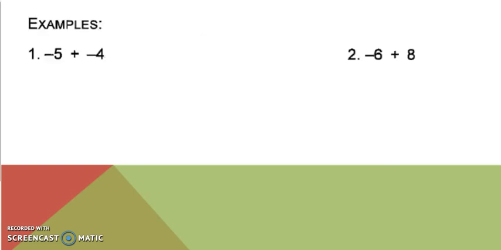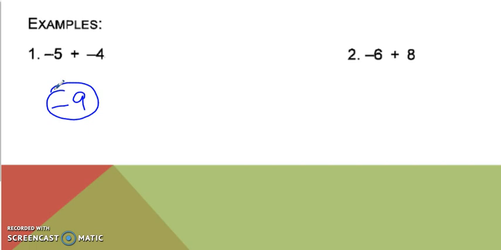Let's look at our first two examples. I have -5 plus -4. We have the same sign, so I'm going to keep the sign in my answer, and then I'm going to add them together. 5 plus 4 is 9. Therefore, -5 plus -4 is -9.